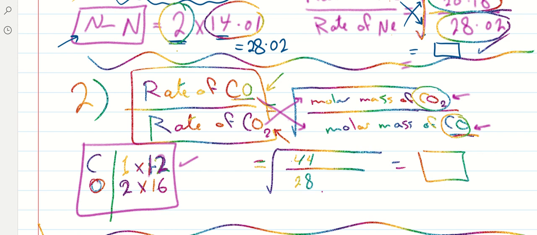Oxygen, in carbon dioxide we have 2 atoms of oxygen, so it will be 2 times 16, and then we're gonna add them. Carbon monoxide is only 1 times 12 and 1 times 16, and then we're gonna add them. This is how to calculate the molar mass. I believe you took it last term, and I believe that you're still remembering it. Then the square root of 44 divided by 28, and from the calculator you can get the final answer.